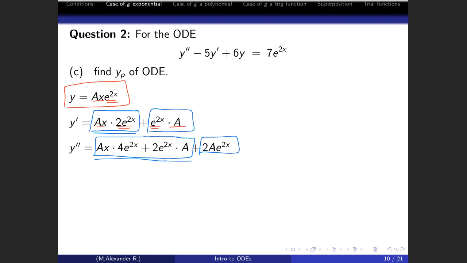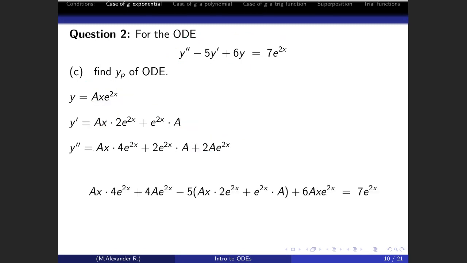So we made the guess, which is in red. We need to find the first derivative, and then the second derivative, and then we have to plug this information into the differential equation that we have at the very top, and make it equal to 7e to the 2x. We're going to make it equal to the g. So that's what we have here at the bottom.